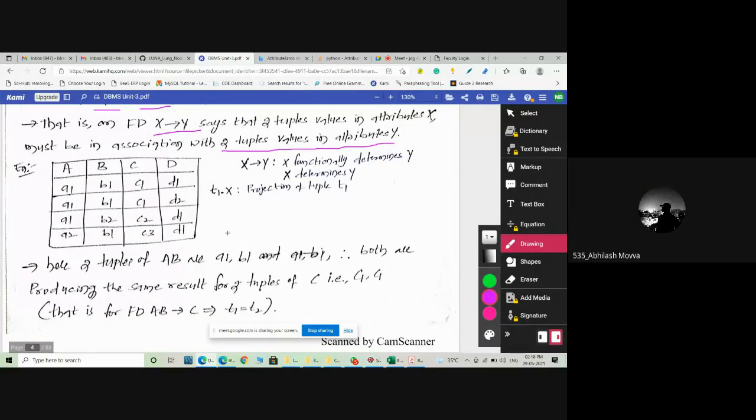Yes, sir. Yeah, tell me, what is that? Hello? Is there any functional dependency you have identified in this relation? Is my screen visible? Yes, sir. Yeah. Can any one of you tell me what is the functional dependency here?